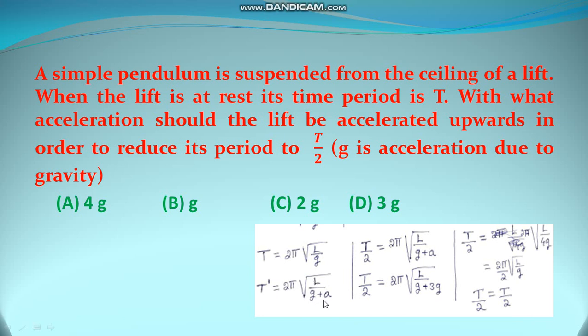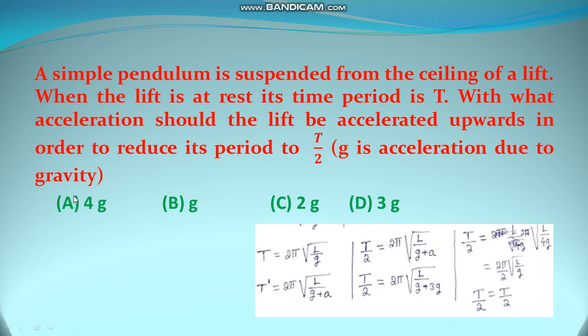The lift is going upward. But here we have to calculate the value of a, so that the time period T dash becomes T by 2. So T dash is given. So just substitute the T dash value here, 2 pi square root of L by (g plus a), and in this if I substitute the a value out of these four options, we should get the answer T by 2.